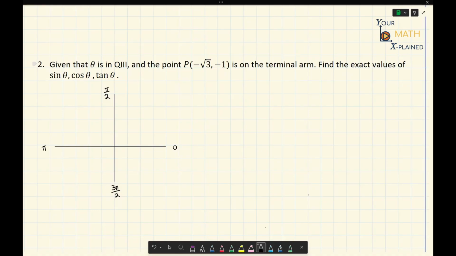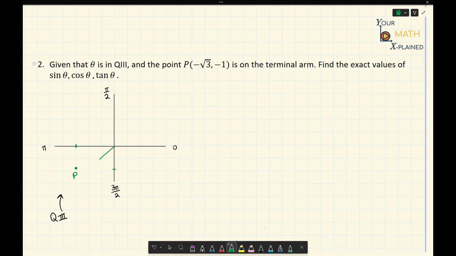So quadrant 3 is this one right over here. So that is our Q3. Next, we're going to go ahead and plot our point P. So that has an x value of -√3, which is somewhere around here, and a y value of -1, which is somewhere around here. So P is going to be right over here.